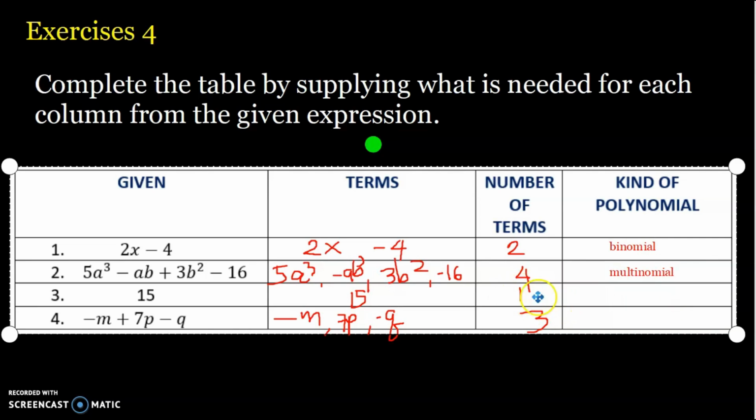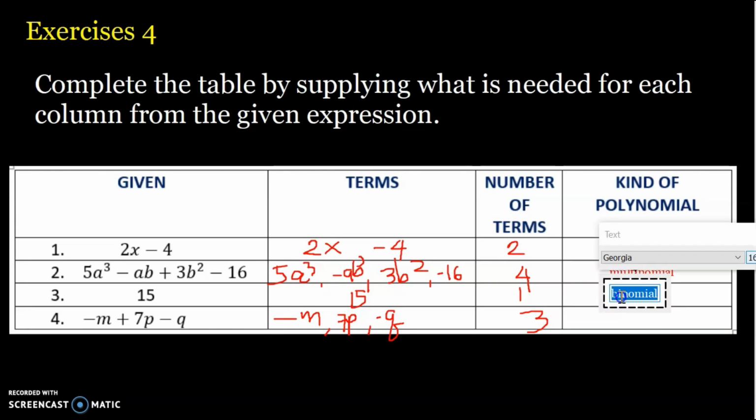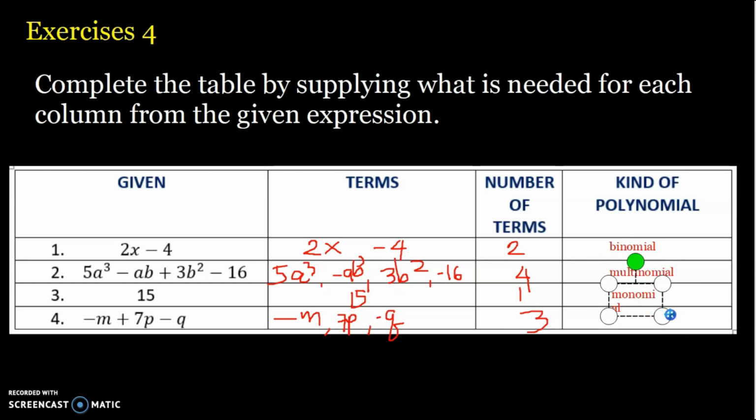In number 3, may isang term lang siya, exactly 1 term. So, we call it a monomial. Ayan. And yung last natin, a 3-term expression, we call it a trinomial. Very good. There you go.